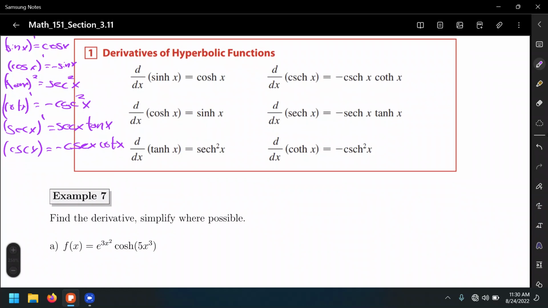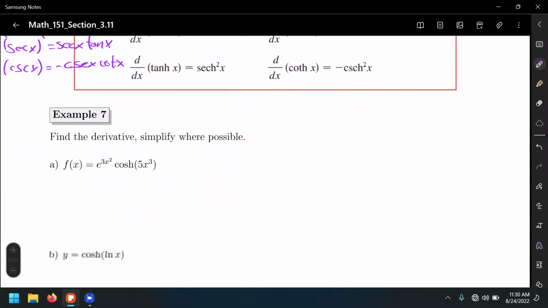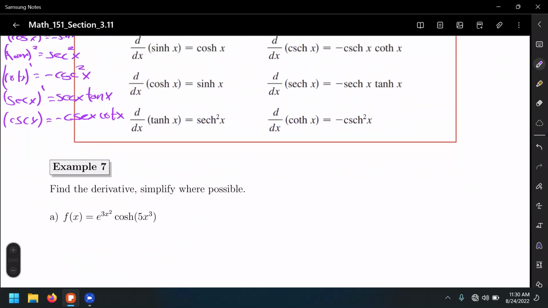All right. And of course, how about we see these derivatives in action? Let's find the derivative of this function right here, e to the 3x squared times cosh of 5x cubed. Before jumping into the work, let's review the different differentiation rules and find out which rules are going to be involved, because there's going to be more than one rule. Any ideas? My guess is chain rule and product rule. Do we all agree? Chain rule with product rule?